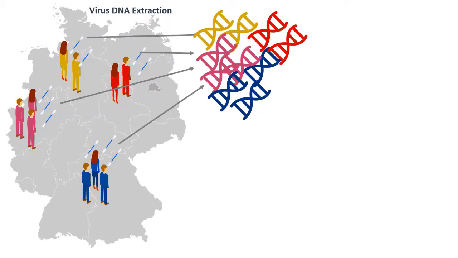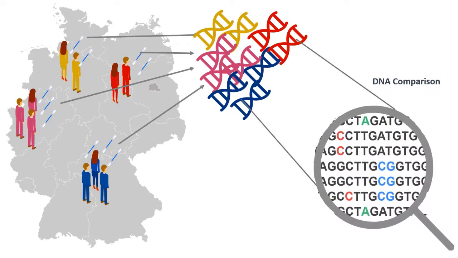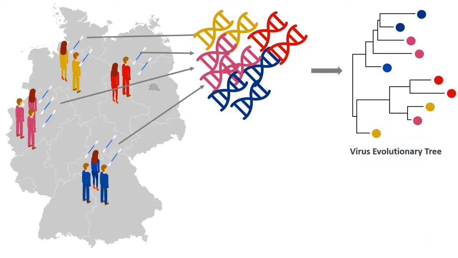We can then compare the genetic sequences and find those that are closely related and those that are more distant. From this comparison, we can construct an evolutionary tree of the virus. And we can also identify fast evolving groups of samples corresponding to high-risk areas. We then map those groups onto the regions where they came from.